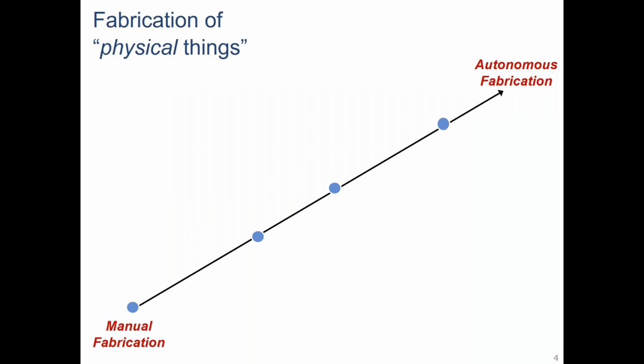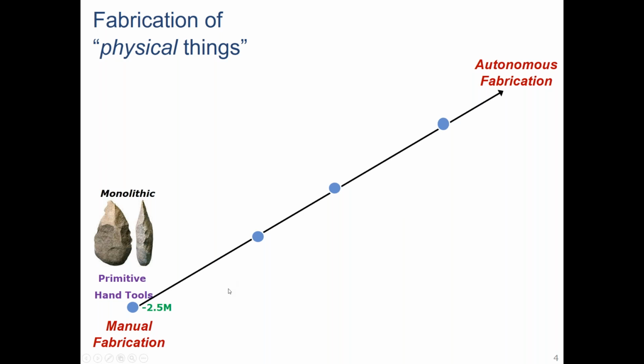So let me take a step back and put this into a very, very broad perspective, and let's look at a chart of the history of how we have fabricated physical things. On this chart, we are looking at manual fabrication up to autonomous fabrication through robotics. We go all the way back to primitive ages, and we created things, tools, that we would call monolithic. It's a single thing.